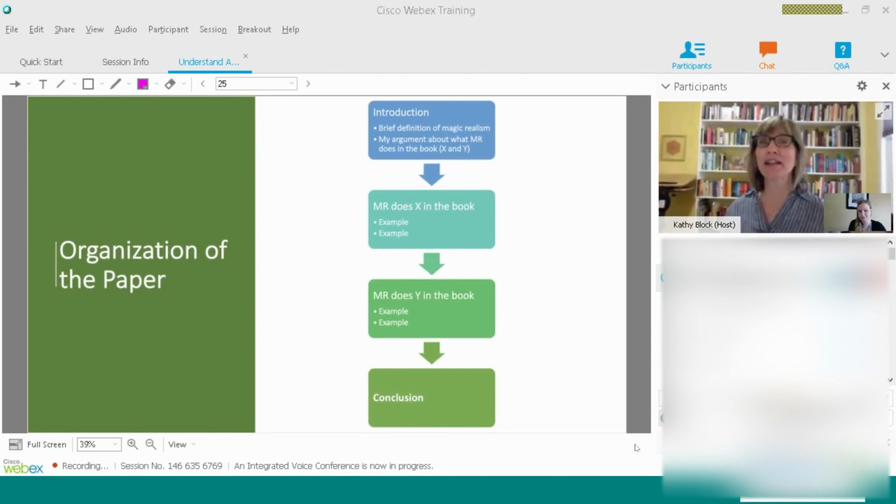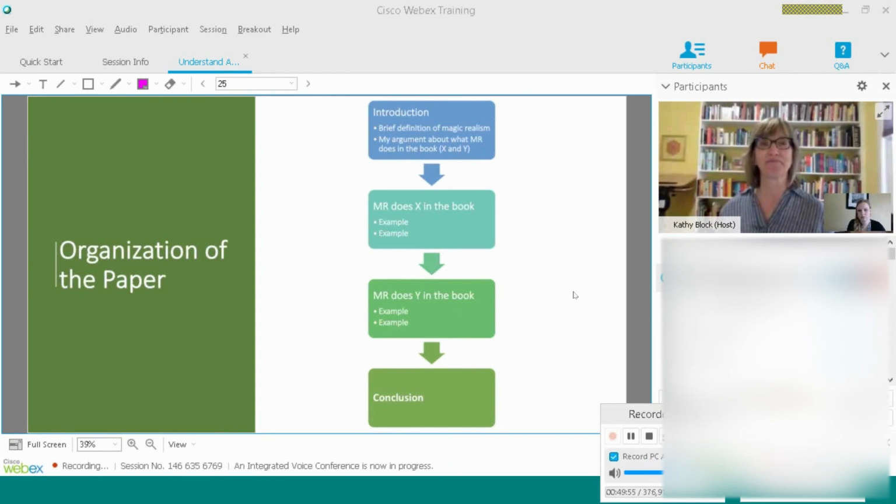book. If I find when I'm analyzing my examples that magic realism works in more than two ways, I would expand this outline, maybe to include a third way, but again, it depends on the length of the paper. Usually it's a good idea to go into more depth about a couple of points rather than to skim many points on the surface.